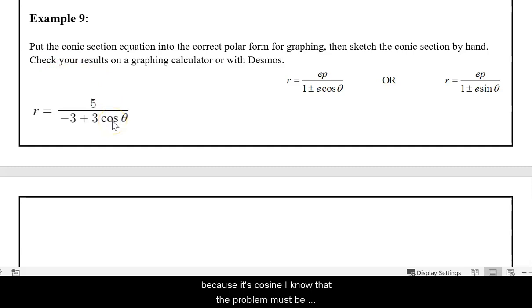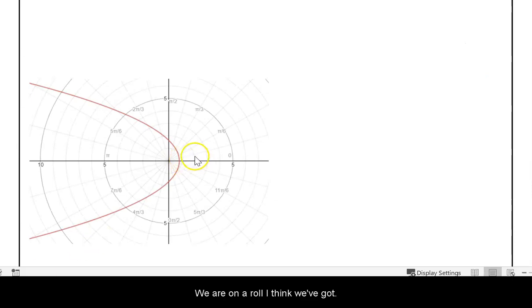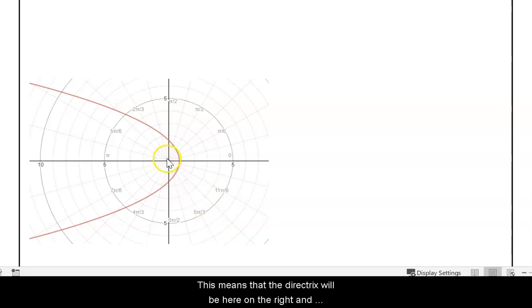Because it's cosine, I know that the parabola must be horizontally oriented. Since I'm expecting the directrix to be on the right side of the pole, then that would mean that it must be opening to the left. Let's take a look at the picture and see how we did. We are on a roll. I think we've got it. This means that the directrix will be here on the right and the focus is here. Cosine is making it open in a horizontal direction, and because the directrix is on the right, the parabola must open to the left. Let's take a look at one last example.